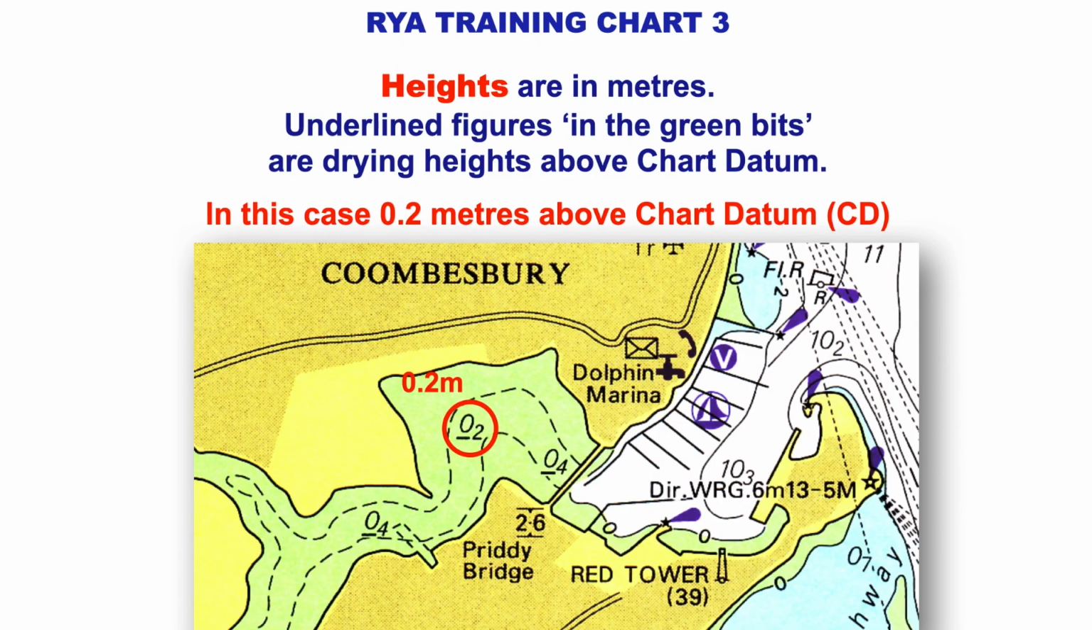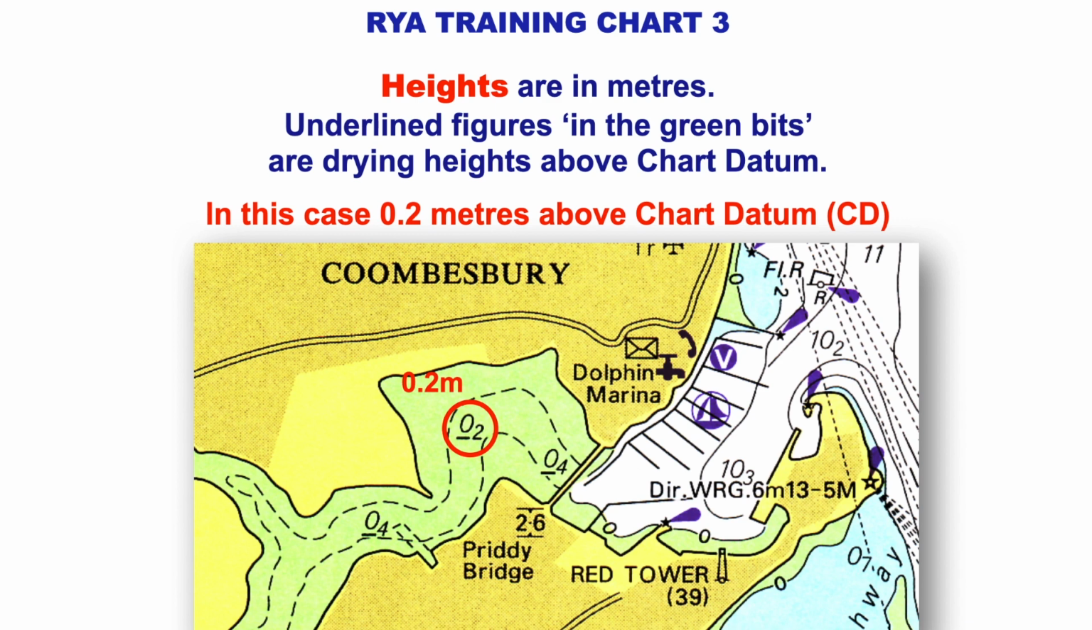So here we have circled a green area. On the chart, the yellow is always land, the white and the blue is always water, and the green is sometimes land, sometimes water, depending on how much tide we have. The depths on the chart are measured from chart datum. This circled bit here is in the green. It says 0.2 with a line underneath the 0 to show it's a drying height. So at this point it dries out to 0.2.